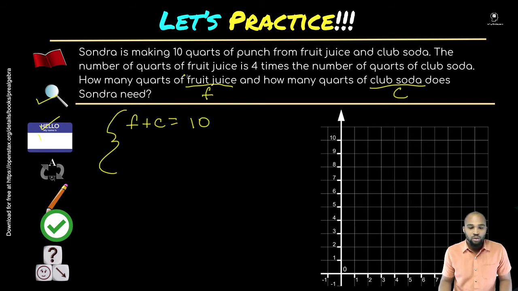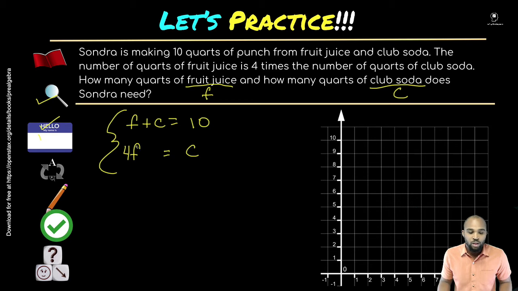The number of quarts of fruit juice is 4 times the number of quarts of club soda. So I know there's a relationship between the fruit juice and club soda. What did they say it was? The fruit juice is 4 times whatever the club soda is. Now the temptation is to put a 4 here, but that won't be correct. Why? Because if I put a 1 here for fruit juice, now how many quarts is that going to give me of club soda?